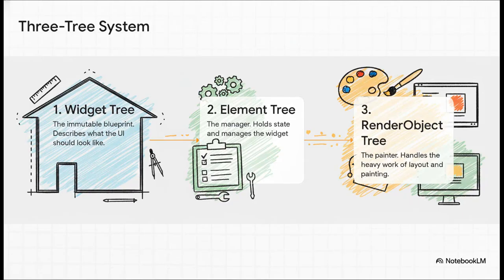Now, to make sure all that custom drawing is still super efficient, Flutter uses this really clever three-tree system. You can think of the widget tree as the blueprint for what your screen should look like. The element tree is like the project manager. It looks at the new blueprint, compares it to the old one, and figures out the absolute minimum that needs to change. And then the render object tree is the painter who comes in and only paints those tiny little changes. It's all about working smart, not hard, to keep things smooth.